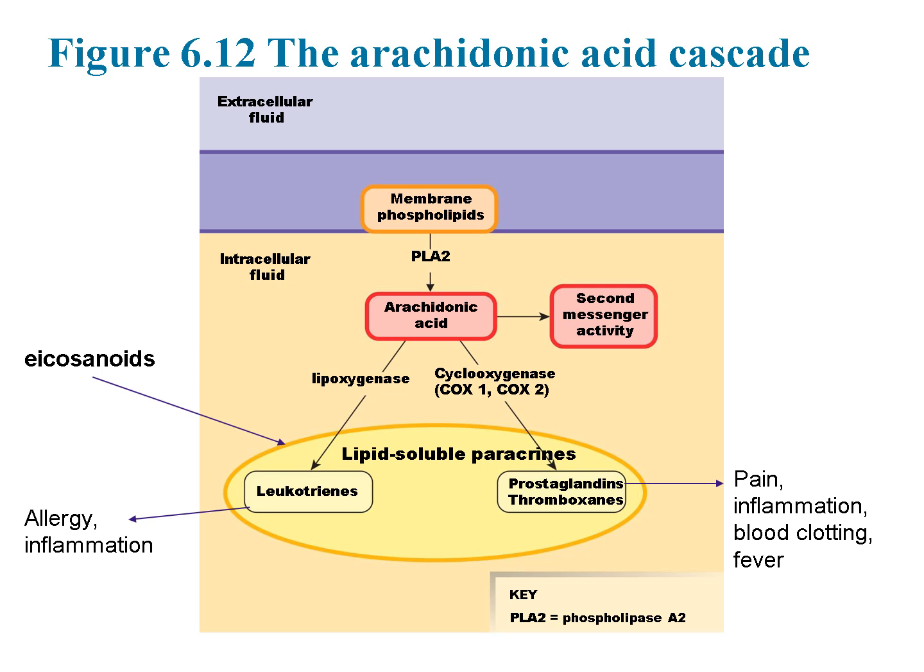The lipoxygenase pathway converts arachidonic acid into leukotrienes. These lipid-soluble paracrine molecules are primarily involved in allergic reactions and inflammation. For example, leukotrienes contribute to bronchoconstriction during asthma attacks and promote the recruitment of immune cells. The cyclooxygenase pathway, COX-1 and COX-2 enzymes, converts arachidonic acid into prostaglandins and thromboxanes. Prostaglandins regulate processes like pain, inflammation, and fever. They are also involved in the dilation of blood vessels during an inflammatory response.